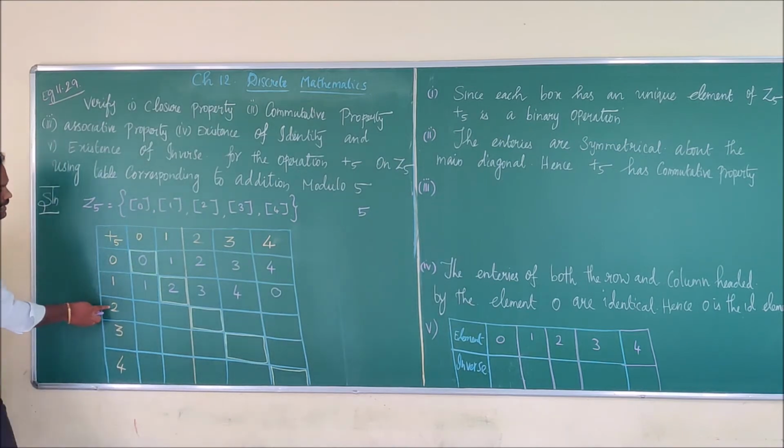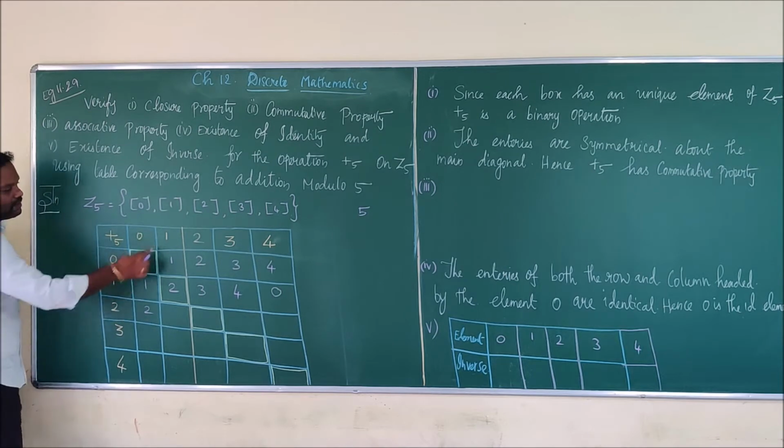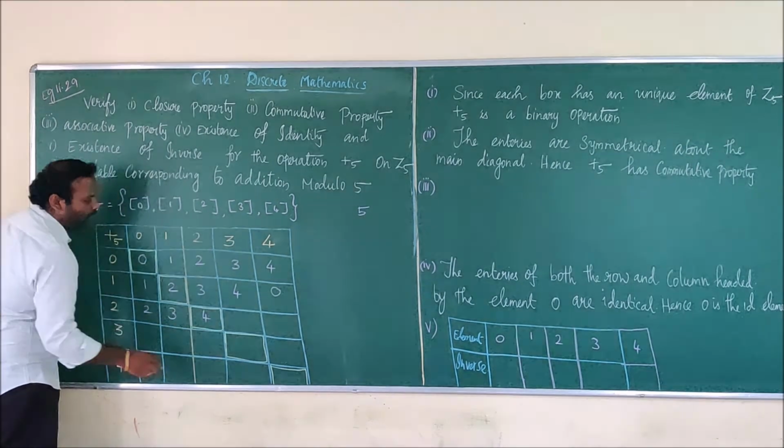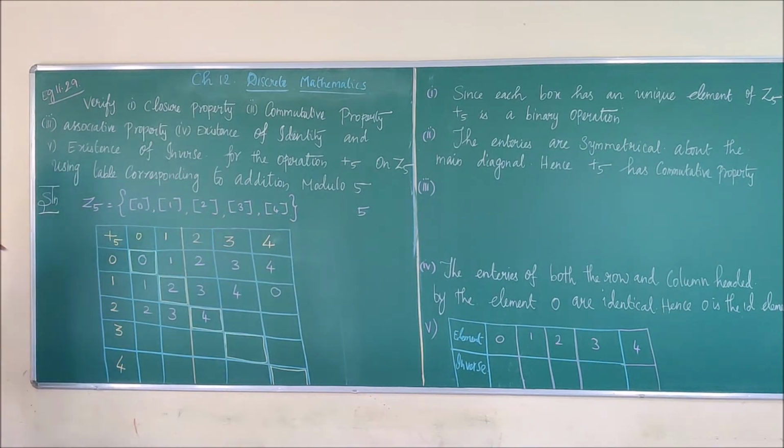Next, similarly, 2 plus 0 is 2. Next, 2 plus 1 is 3. 2 plus 2 is 4. Then 2 plus 3 is 5. When it is equal to 5, you write the remainder.